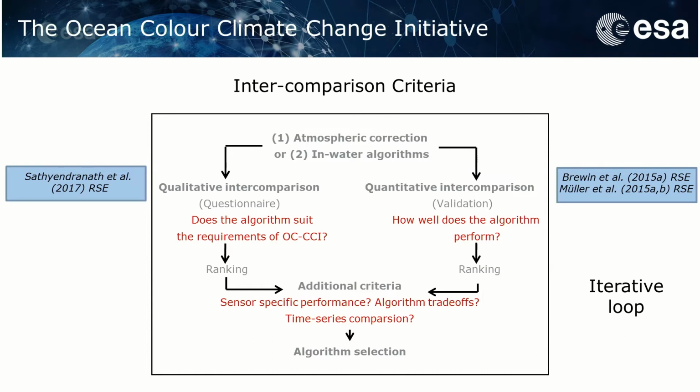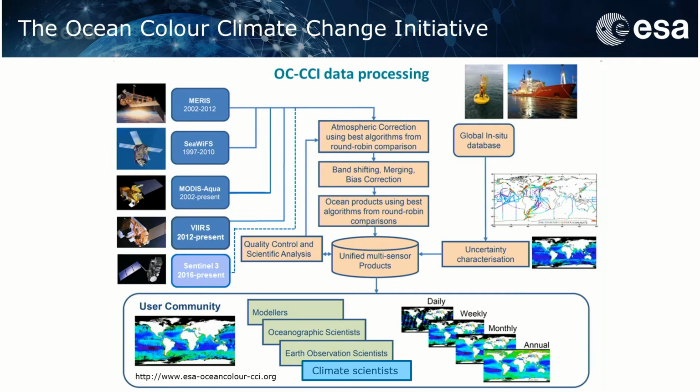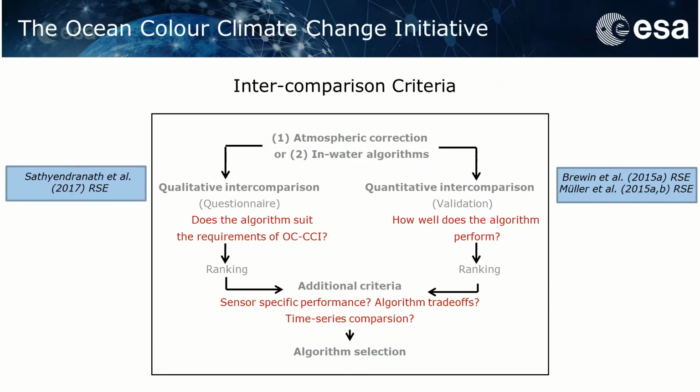Now, this is very much an iterative loop. So this is done every time we go around this again and again, partly because that allows us to incorporate new emerging algorithms that may be performing better and may be more suitable for our needs than the algorithms we've used in the past.